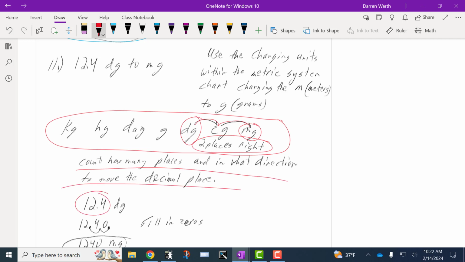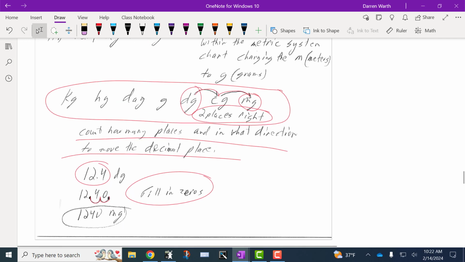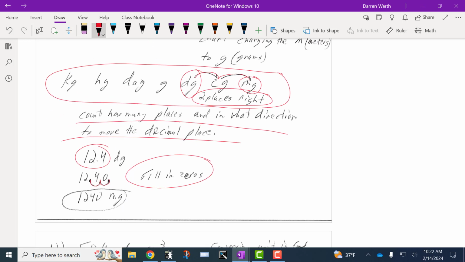So here's 12.4. So I'm going to take this decimal and move 2 places. Fill in any place that doesn't have a 0. And when you fill that in, you're going to get your answer of 1,240. So 12.4 decigrams is equal to 1,240 milligrams.